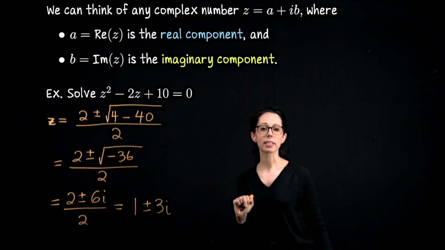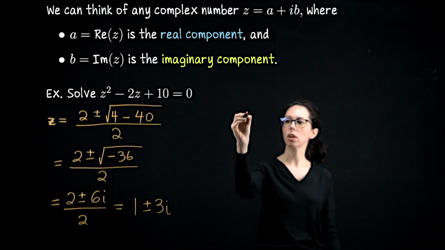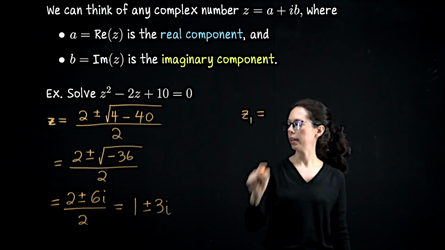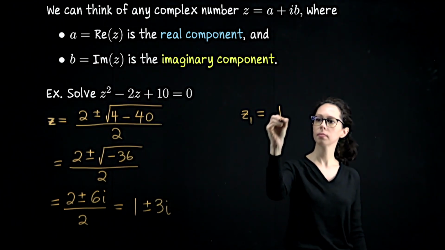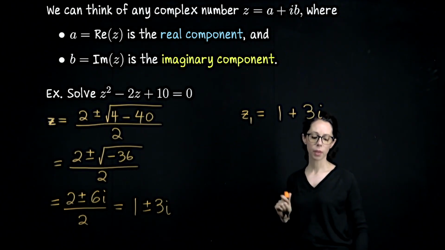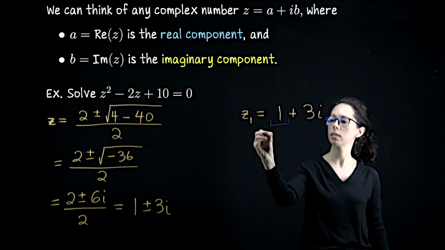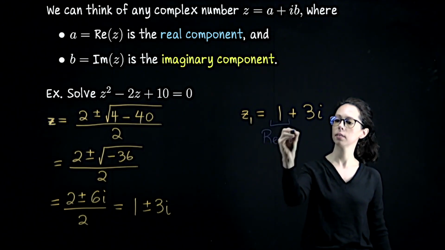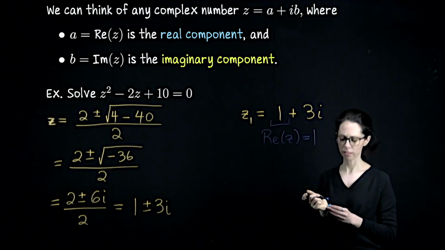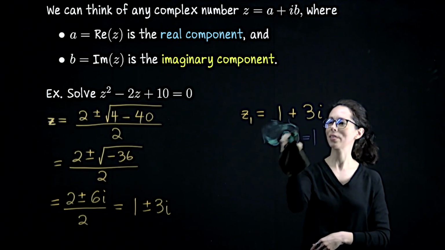So that means that for this quadratic equation, we have two roots. One of them, which I'll call z1, is 1 plus 3i. This is a complex number whose real component is 1. So this is the real component of z, which is 1. I don't think that this marker can be seen. Let me write that again, but how about with a different color?